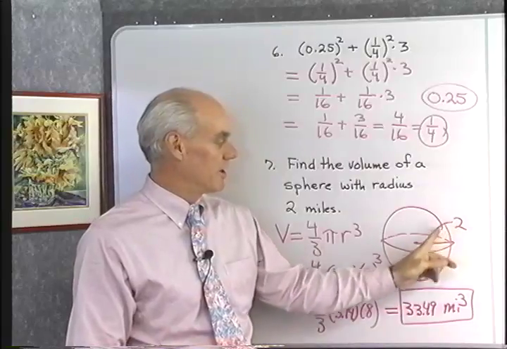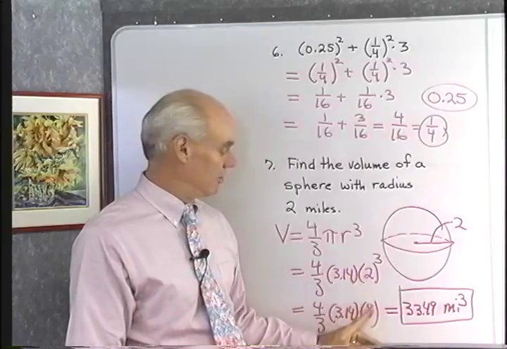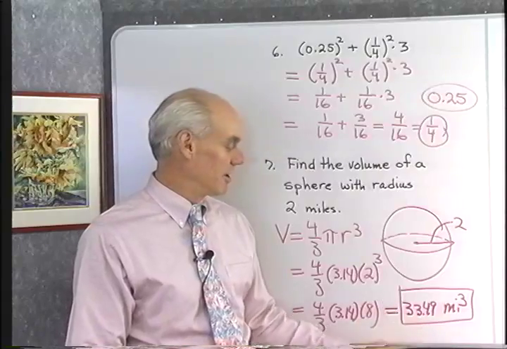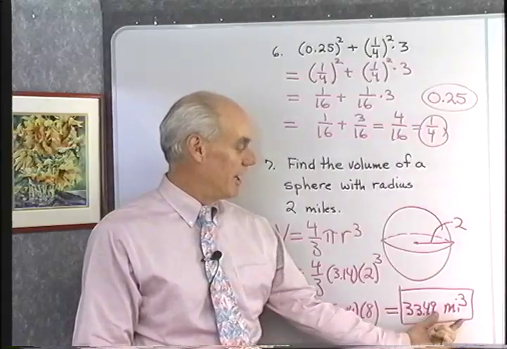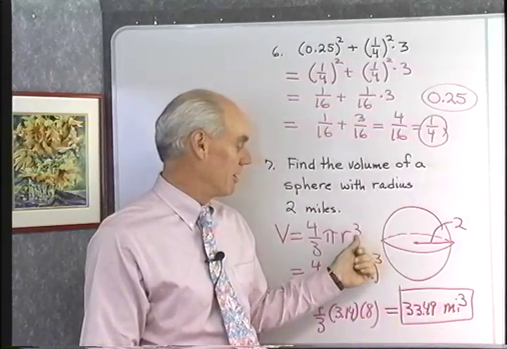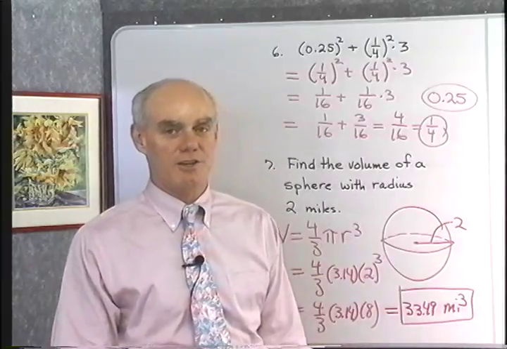So I take this radius 2 for the sphere, plug it into the formula right here, that's 2 cubed, then I get 8. If I do this arithmetic, and you can check it yourself, you'll end up with 33.49, and then the units are cubic miles, because this r is to the third power, and the units on r would be miles, so miles to the third power, we get cubic miles.